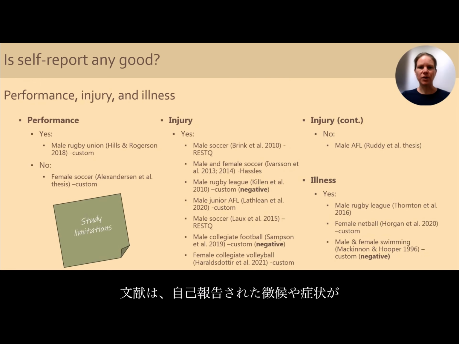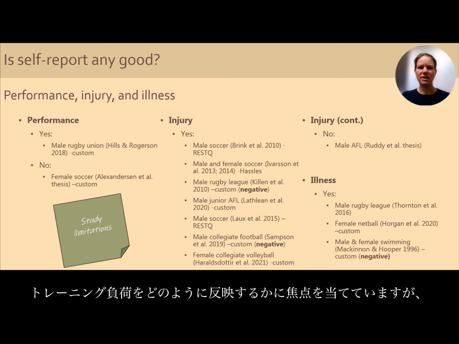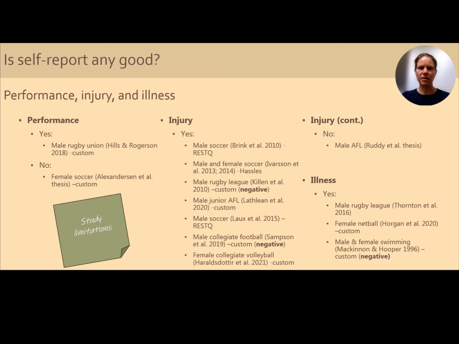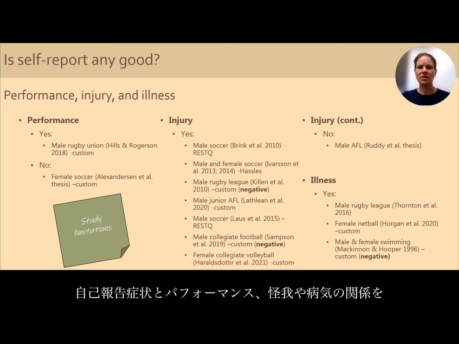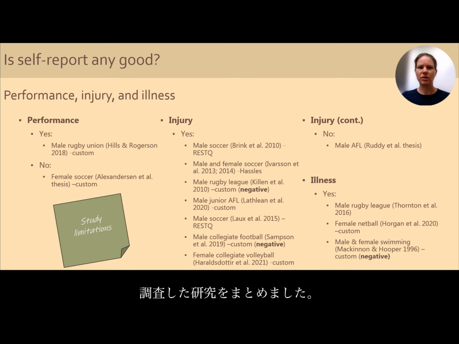The literature has focused on how self-reported signs and symptoms reflect training load. But is self-report associated with other outcomes such as performance, injury, or illness? From a quick, non-systematic review of the literature in elite athletes, I have summarized some studies which have looked at the relationship between self-reported symptoms and performance, injury, or illness.